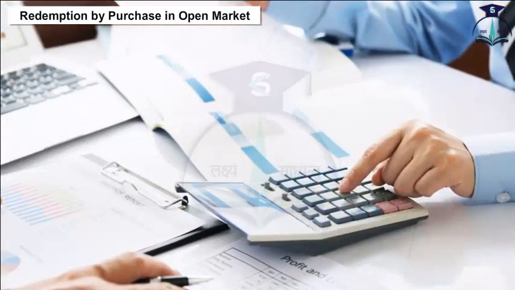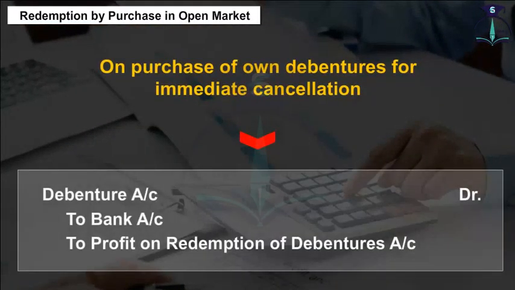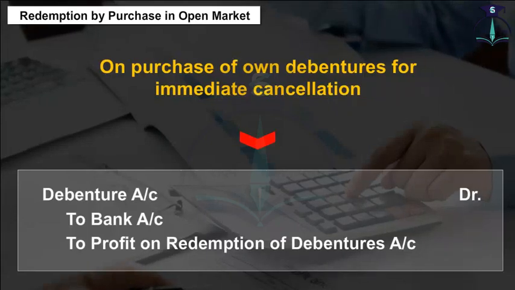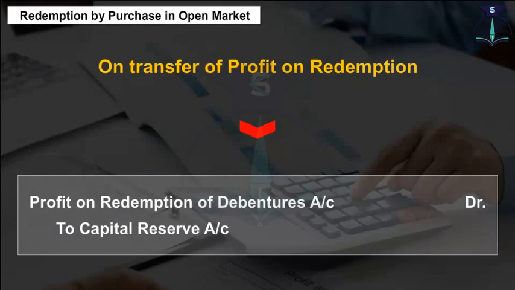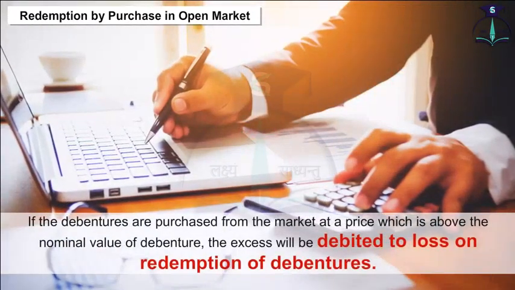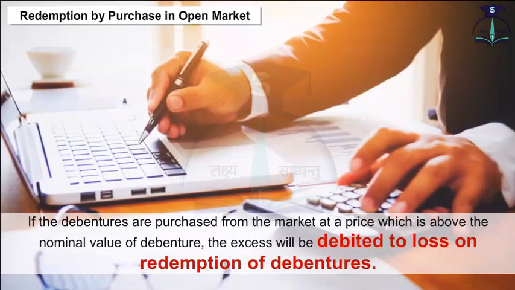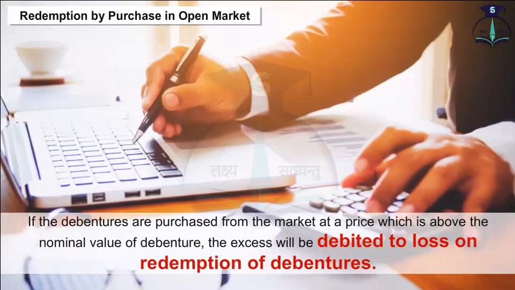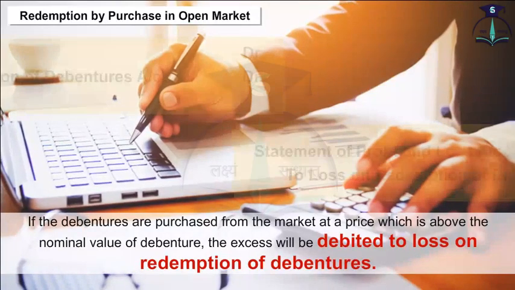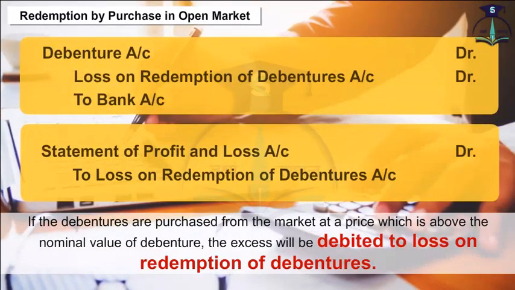The journal entries will be done as follows: on purchase of own debentures for immediate cancellation, on transfer of profit on redemption. If debentures are purchased from the market at a price which is above the nominal value of debenture, the excess will be debited to loss on redemption of debentures. The journal entry in that case is shown here.